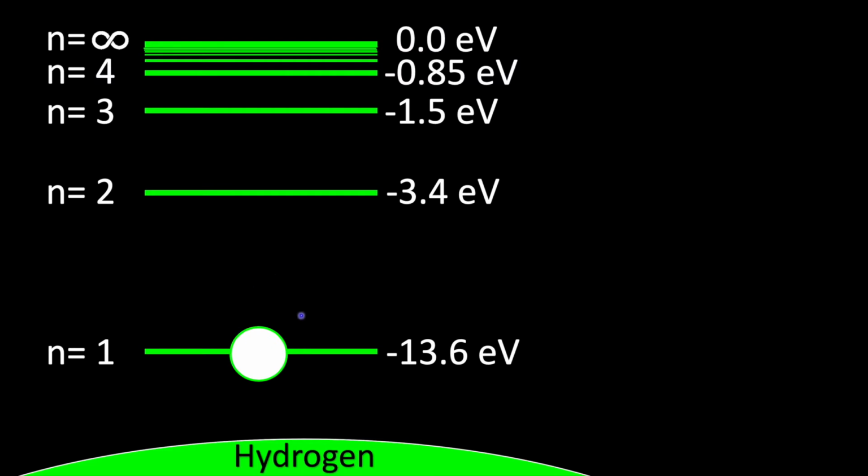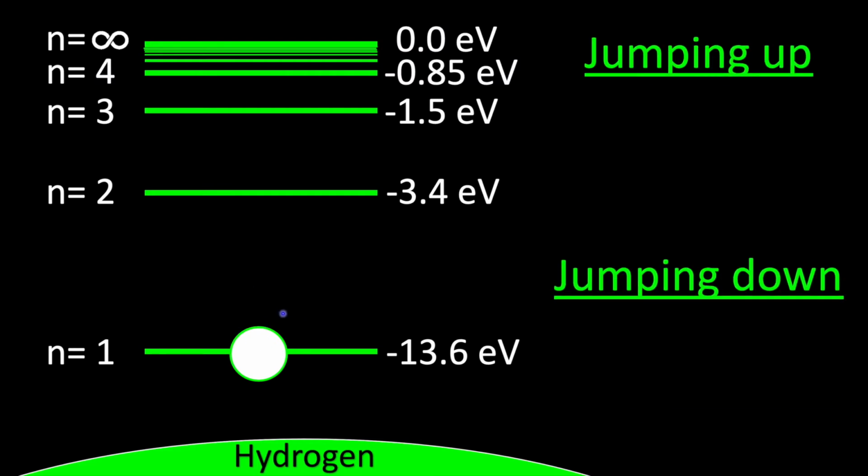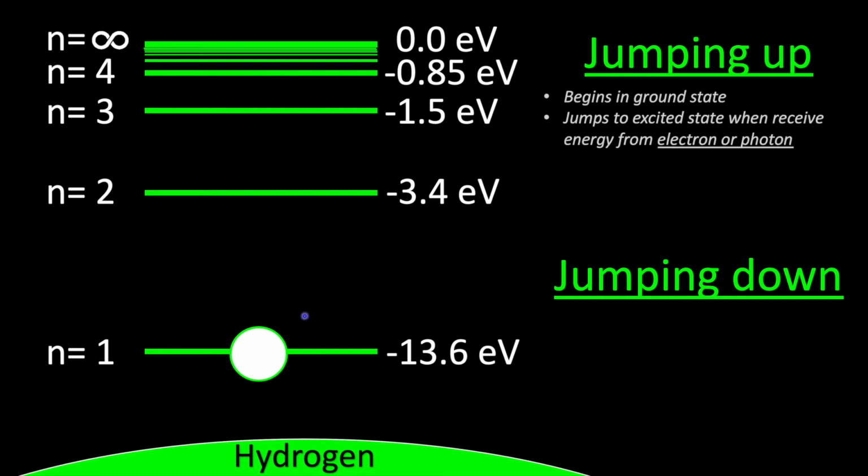Now let's look at when there's changes to the electron, and we have jumping up and jumping down between states. First, the electron begins at the ground state, as we've said before, and it's going to jump up to an excited state when it receives energy from an electron or a photon. Remember, receiving energy from the electron was when we were shooting it with a current and we were getting emission spectra, and when it was absorbing energy from a photon was in absorption spectra.